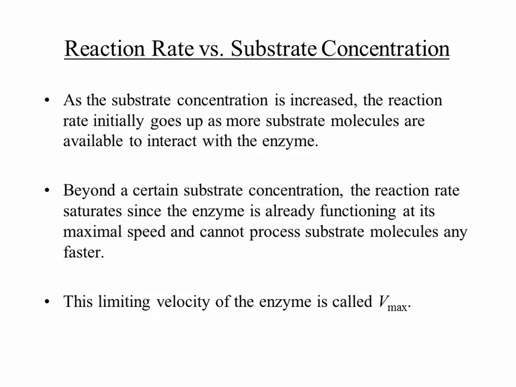All right, so now, any questions so far? Now I want to talk about reaction rate versus substrate concentration. Suppose you have an enzyme and it is processing the substrate to give you the products. As the substrate concentration is increased, the reaction rate initially goes up as more substrate molecules are available to interact with the enzyme. But beyond a certain substrate concentration, the reaction rate saturates because the enzyme is not able to handle any more substrate at the same time. So the enzyme is already functioning at its maximal speed and cannot process substrate molecules any faster.